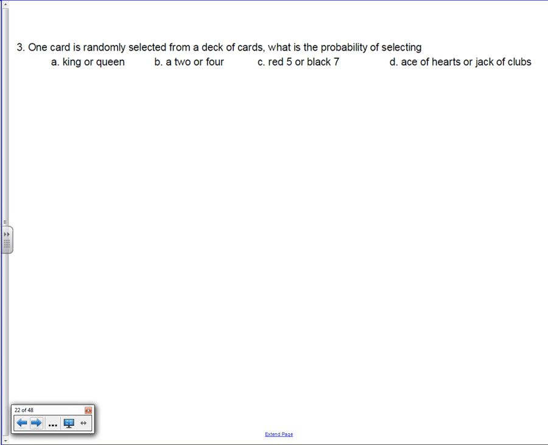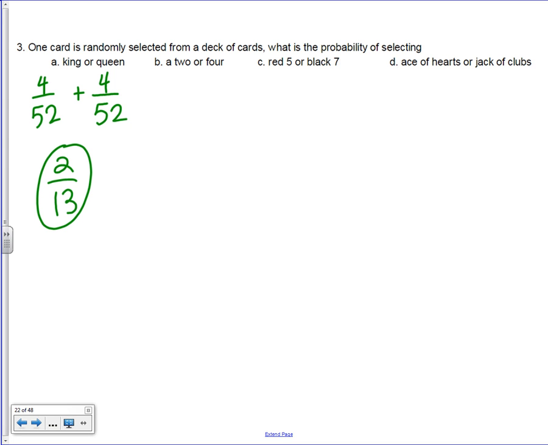All right, so one card is randomly selected from a deck of cards. What is the probability of selecting a king or a queen? The first thing you got to ask yourself is, can you select a king and a queen at the same time? And the answer is no. So you will just take your probability of a king, which is 4 out of 52, and add it to your probability of a queen, which is also 4 out of 52, and you get a final probability of 2/13.